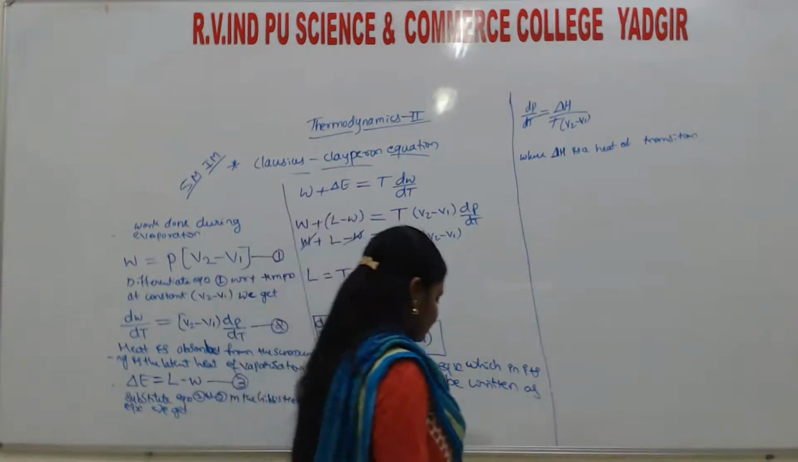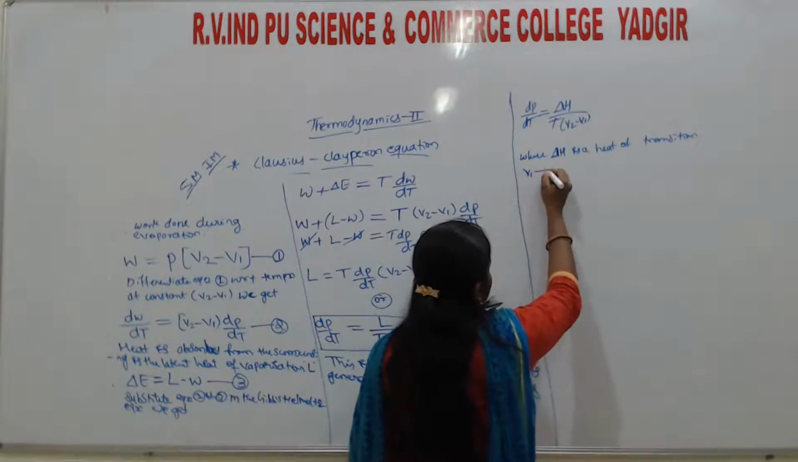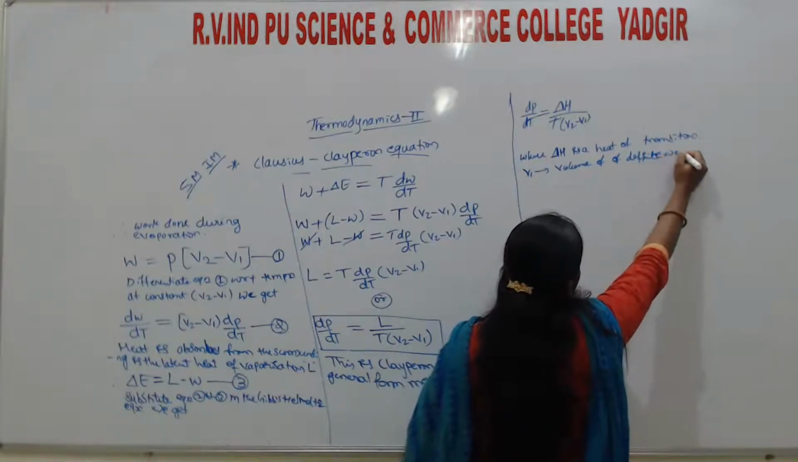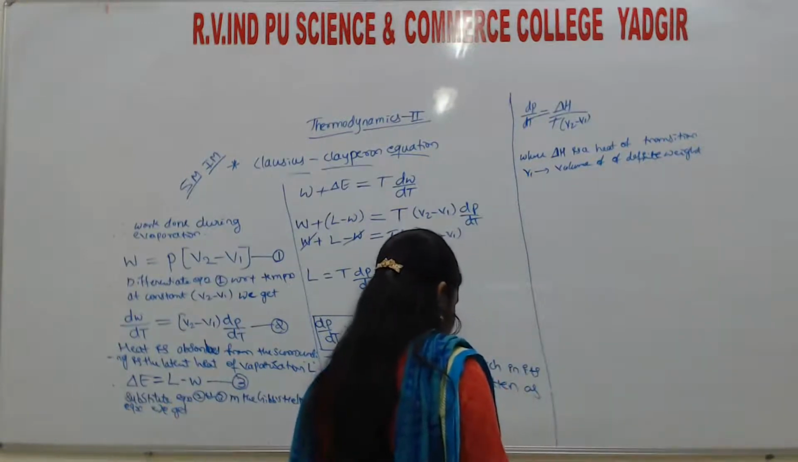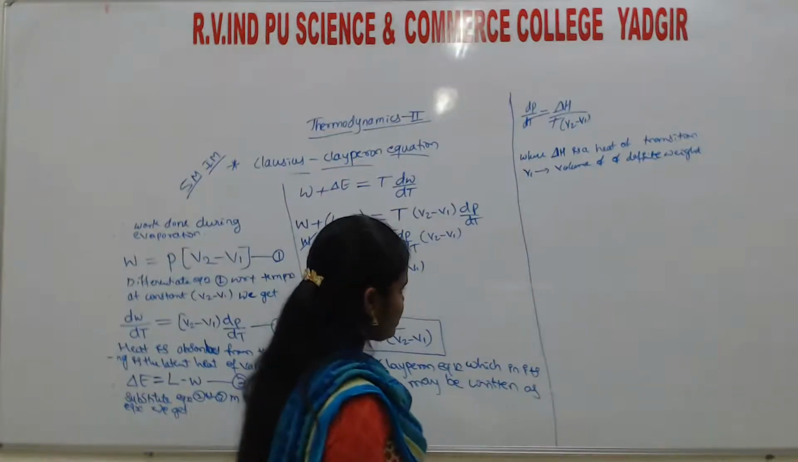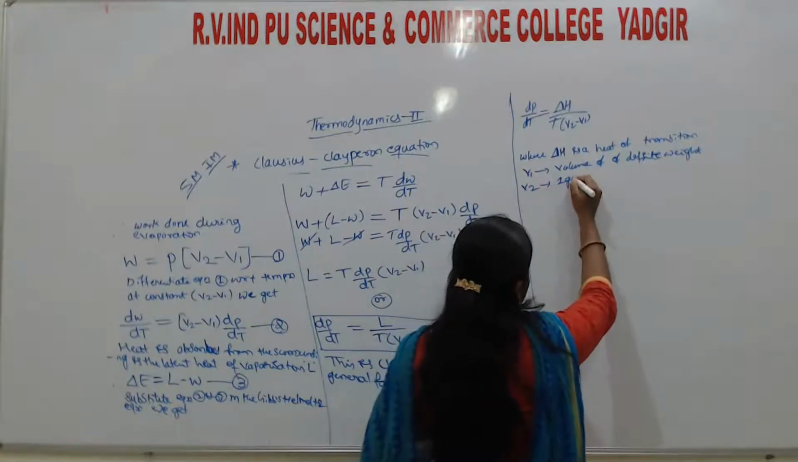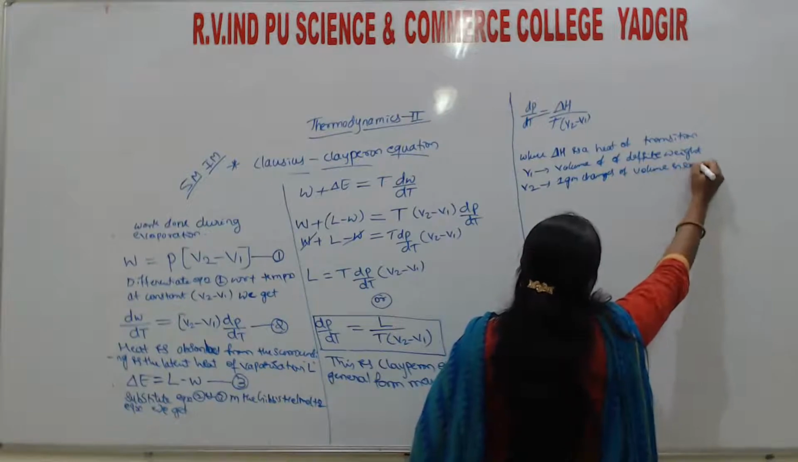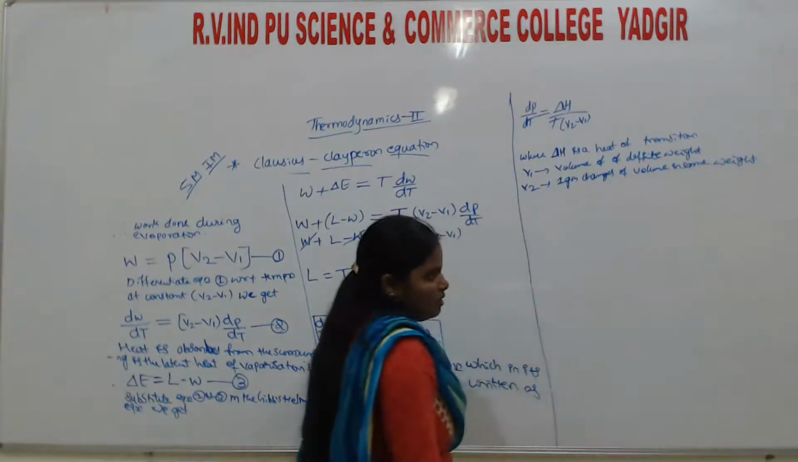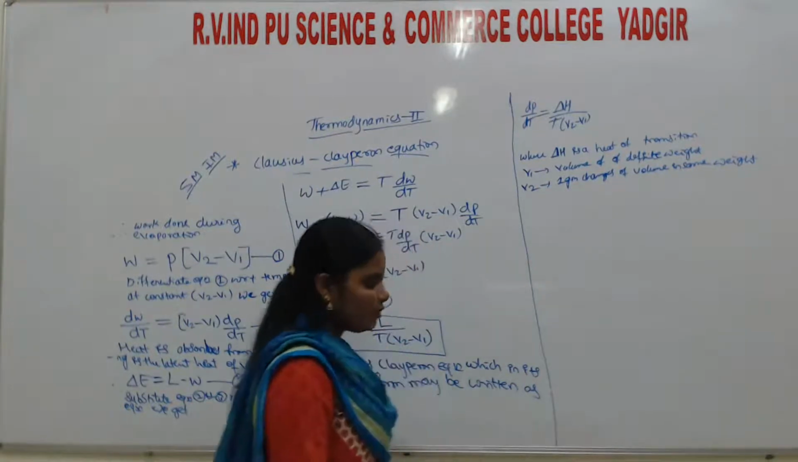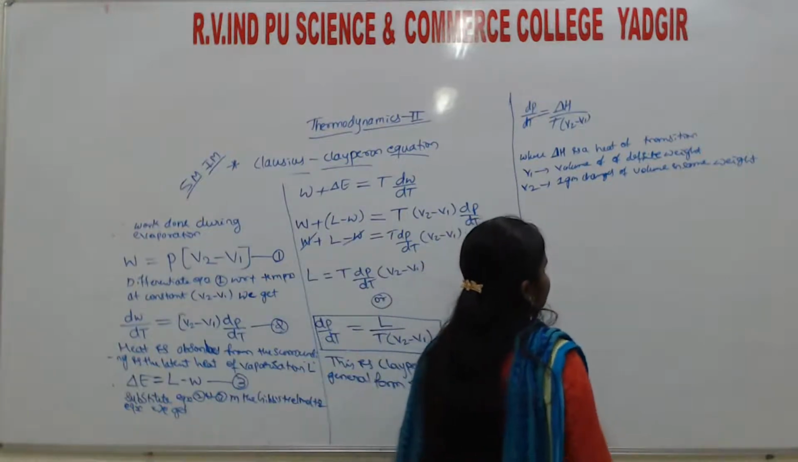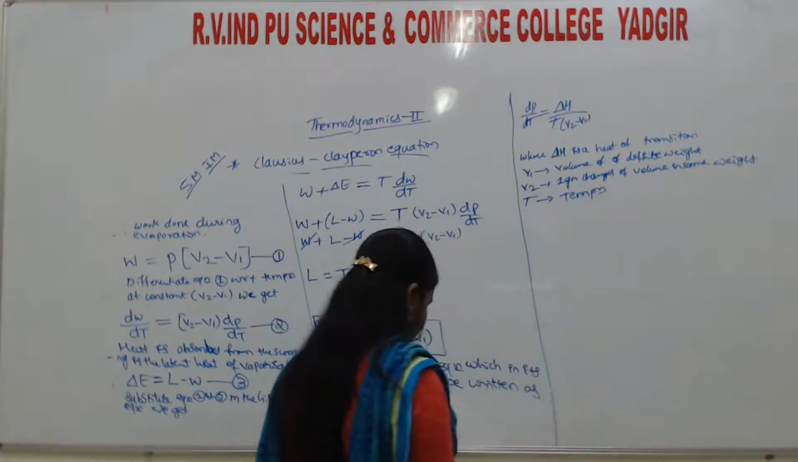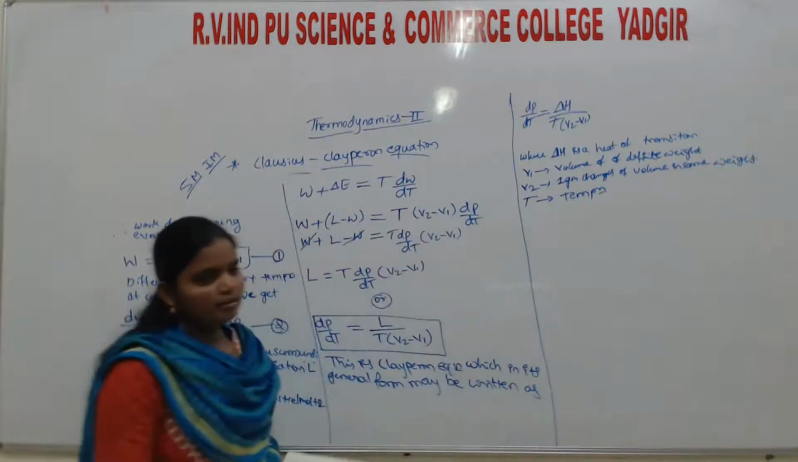V1 is the volume of a definite weight, and V2 is the volume of the same weight after the change. And T is the temperature.